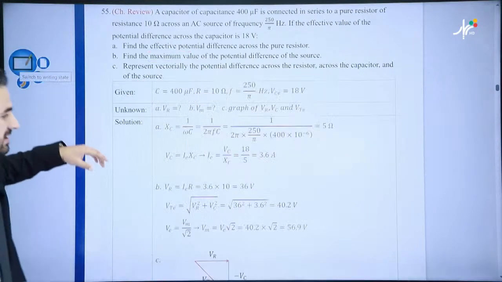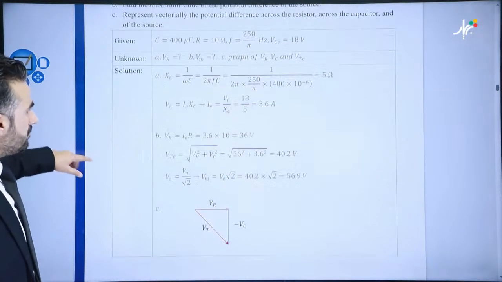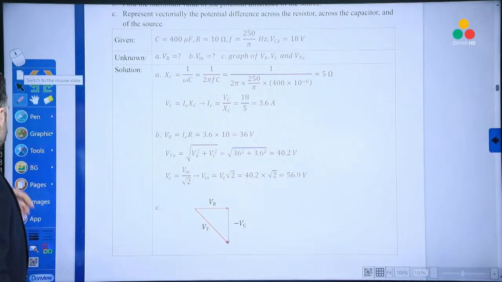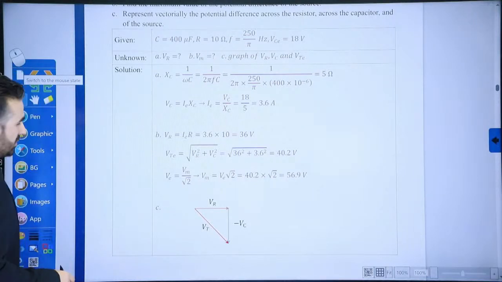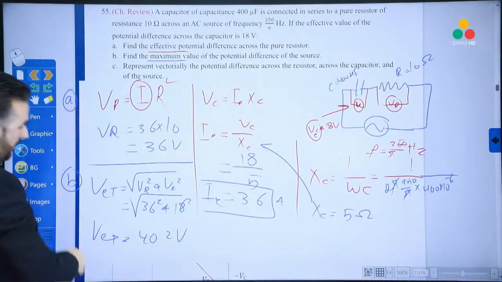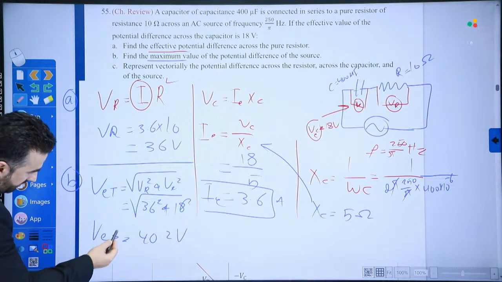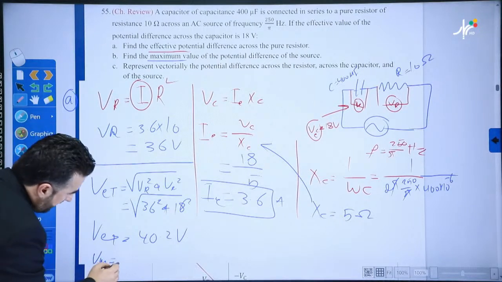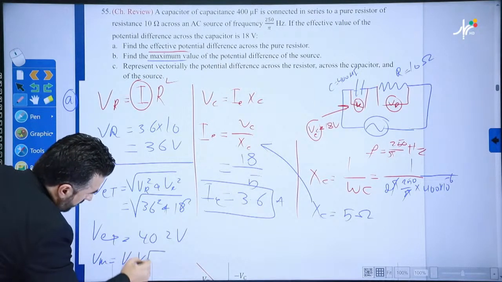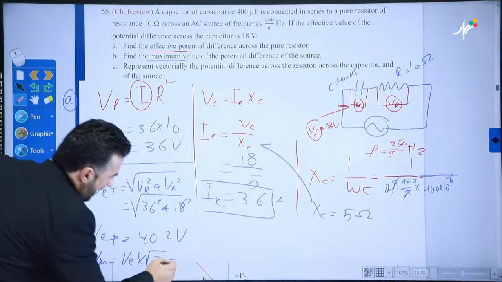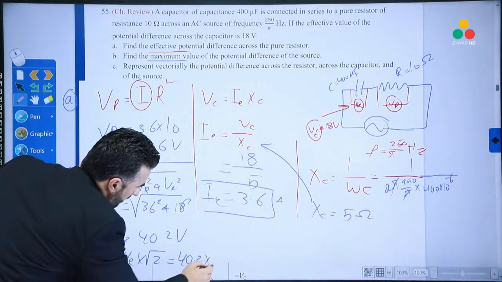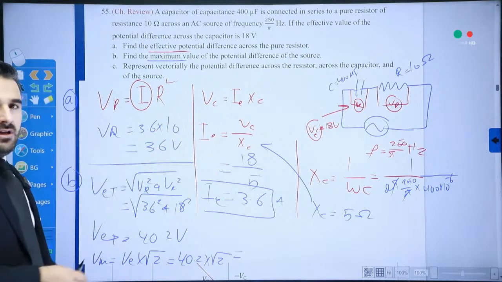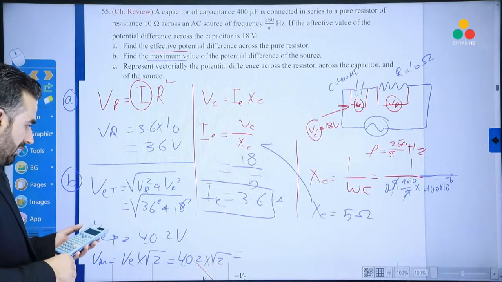In order to find V maximum, V maximum equals V effective. Okay, so now this is V effective total. To find V maximum it equals V effective, obviously, multiplied by the square root of 2. So now we have 40.2 multiplied by the square root of 2. That, of course, will give us the V maximum of the source of the voltage, or alternating current, here.